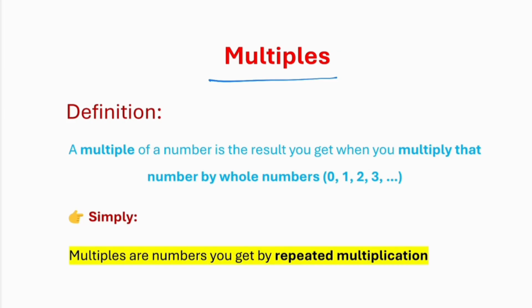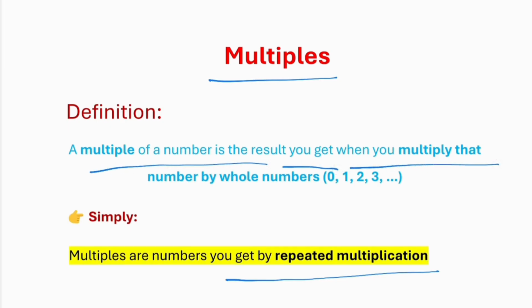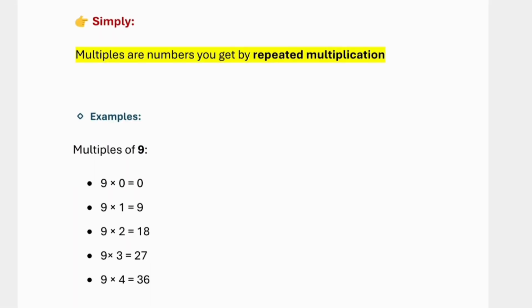Multiples are numbers you get by repeated addition, or a multiple of a number is the result you get when you multiply the number by whole numbers like 0, 1, 2, 3 and so on. Here repeated addition or repeated multiplication both are the same because multiplication means repeated addition. Is it clear?